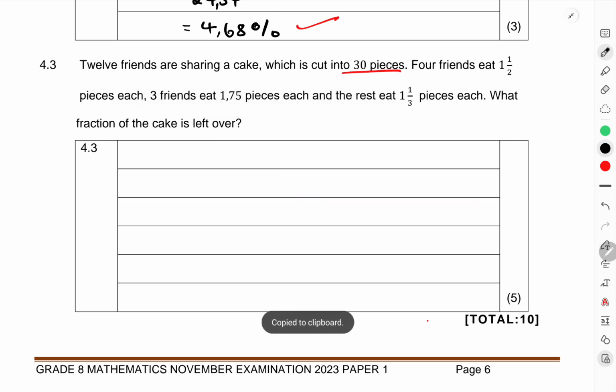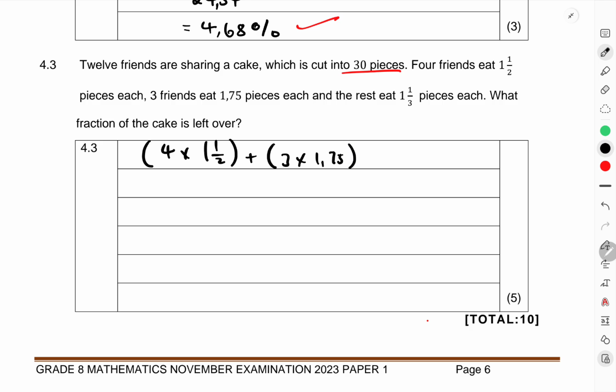It says 4 friends ate 1.5 piece each, meaning we're going to say 4 multiplied by 1.5, right? Because it says each, meaning each and every person out of the 4 friends ate 1.5. Therefore, I'm going to say 4 multiplied by 1.5 plus, they say 3 friends ate 1.75, meaning I'm going to say 3 multiplied by 1.75 because they said each. Then the rest ate 1.3.